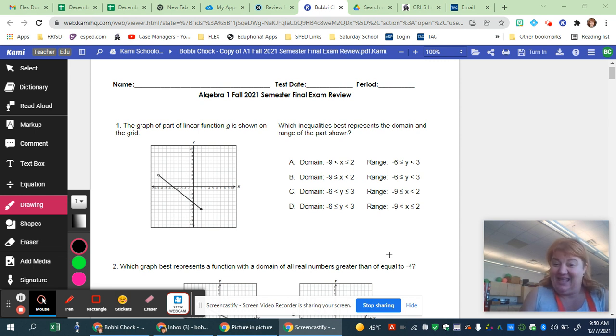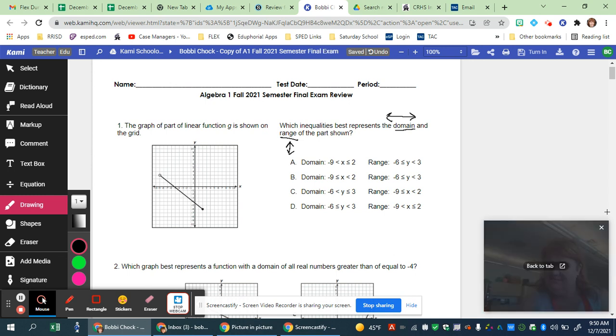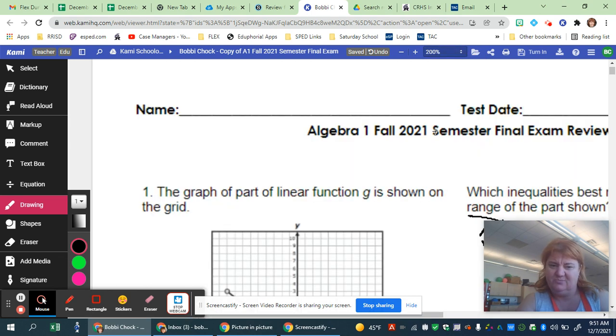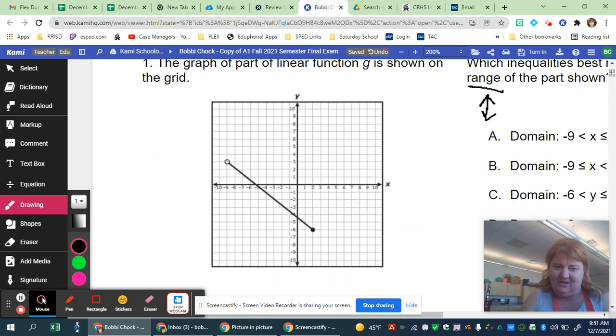Remember domain and range. Domain is the farthest left to the farthest right, and range is the highest to the lowest. Okay, we have an open point here. Here's our farthest left. I'm going to make it bigger because I can't really see it. Let's see if we can zoom in. Okay, here we go. Now I can see it better with my old eyes.